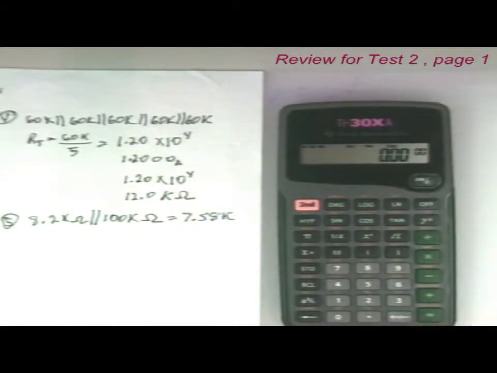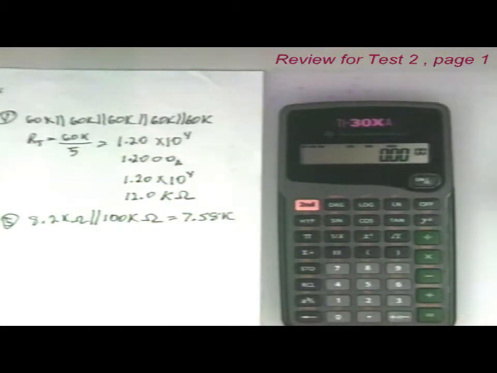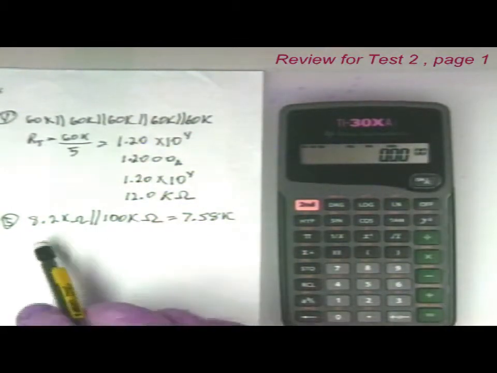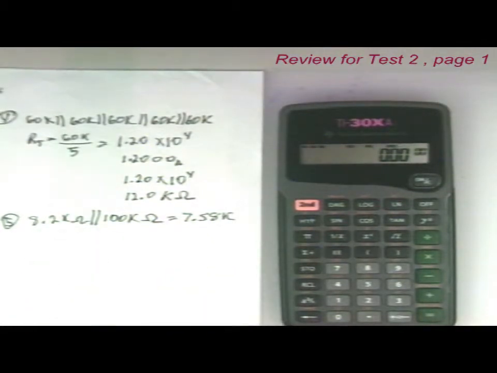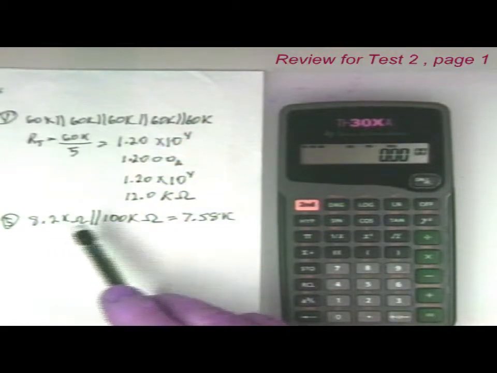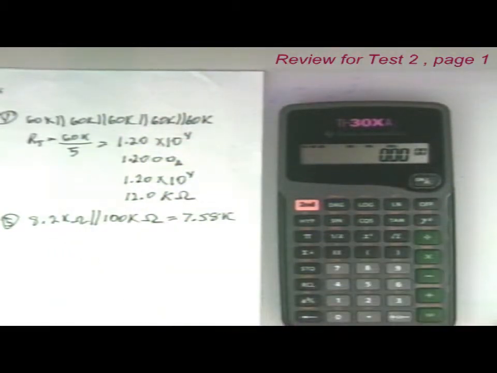Okay, we're going to clear the calculator. We're going to do the same thing we did before. Notice here that we could use the product over the sum because there's only 2 resistors. But you and I know how easy it is to use this calculator. So what we're going to do, we're going to put in the 8.2k, and we're going to parallel that with 100k. So here's what we do.